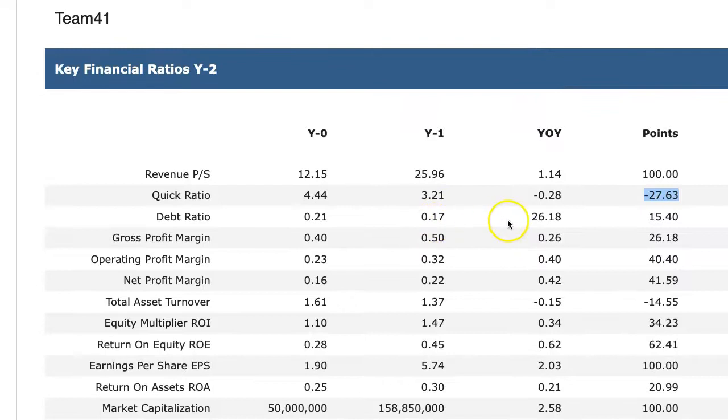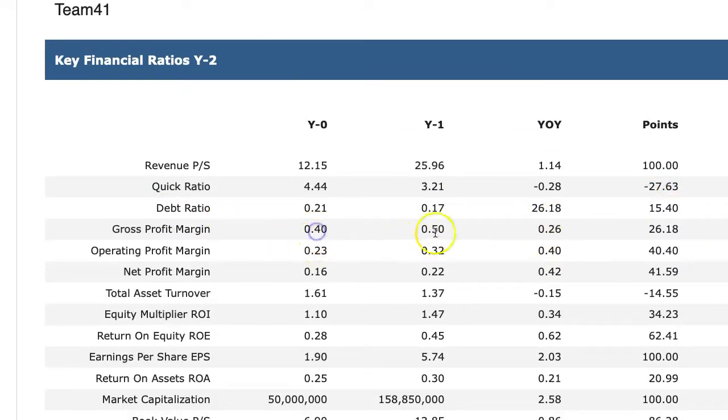Now my quick ratio went down because I borrowed some money, so I lost some points in my quick ratio. And my debt ratio was a little bit better because my equity improved. My profit margin went from 40 to 50%, so I earned 26 points for a 26% increase in my gross profit margin, my operational, and my net profit margin. Now, you just completed reading chapter 3, maybe doing the homework on chapter 3. So you should understand how these are calculated and what they mean.